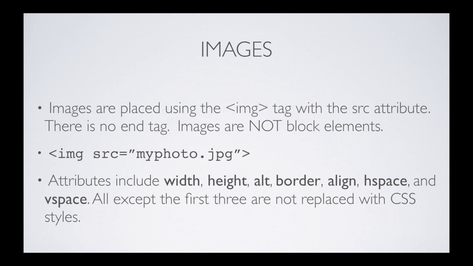The border attribute will create a border around the image. The align attribute will align the image to the left or the right of the page. And then hspace and vspace will create extra space horizontally to the left and the right, or vertically to the top and the bottom. All except the first three are now replaced with CSS styles. So width, height, and alt are still used. However, border, align, hspace, and vspace are no longer used in HTML, but instead have been replaced with CSS.